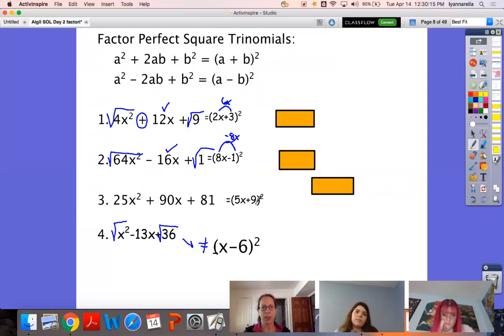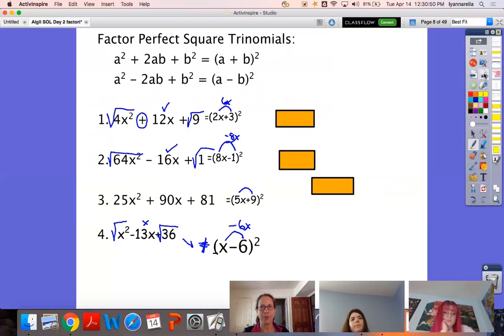And you can see this one is the same. Now down here, it looks like it's going to work, but the square root of x squared is x, and the square root of 36 is 6, and the sign is negative. But x times negative 6 is negative 6x, and if I double that, I get negative 12x, which is not this term here. So this does not work. It looks like it would, but it doesn't. So that's why I always say do that check, because 5x times 9 is 45x, twice 45 is 90. Okay? Am I going too fast?